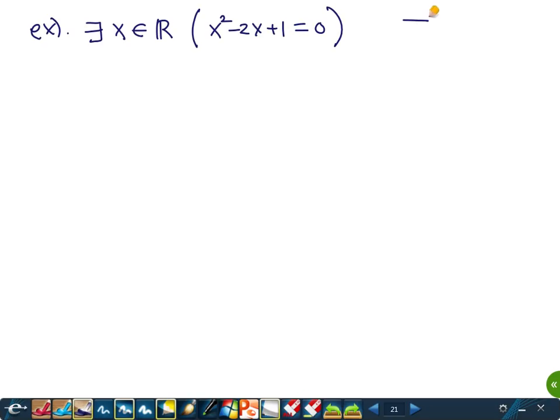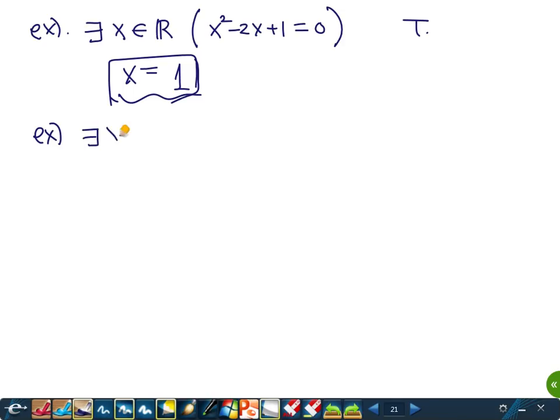Let's see some examples. There exists x in R such that x squared minus 2x plus 1 equals 0. Let's consider this. Is this true or false? There exists x in R for which this statement is true. True? Yes, because you can find such an example. x equals, say, 1. It's true. You just found one thing. This is enough. This is basically a proof of this.